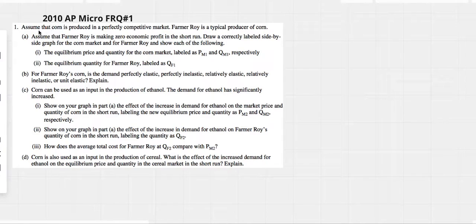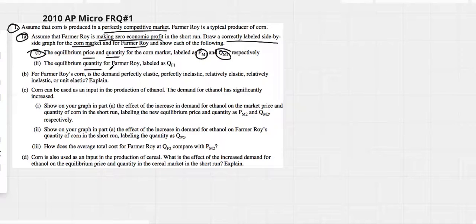Here, 2010 AP Micro FRQ number 1. This looks like we're doing perfect competition. Assume that Farmer Roy is making zero economic profits in the short run. Draw a side-by-side graph of the corn market and Farmer Roy showing the price, the quantity, PM1, QM1, and the quantity for the firm, QF1.